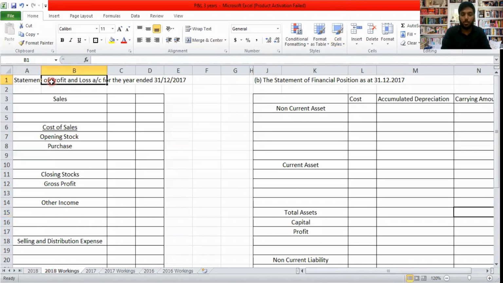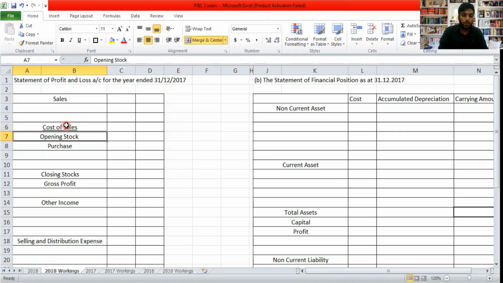When it comes to the statement of profit and loss account, I want you to write sales on top of the figure on the profit and loss account, and write cost of sales. This is the format of the profit and loss account. Profit and loss account means income statement. In another term, you can write income statement, but always remember to write the year end to 31st 12 2017. And also sales is given here. Cost of sales you need to record yourself.